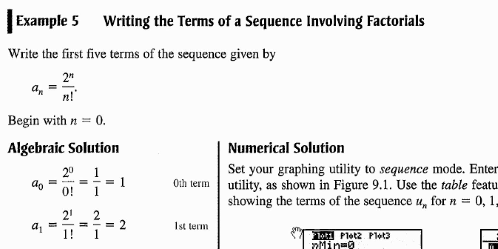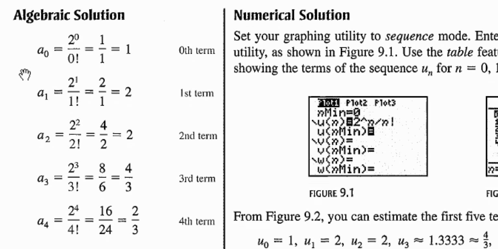Example 5, writing the terms of a sequence involving factorials. So if I have a sub n is 2 to the n over n factorial, let's begin with n equals 0. So a sub 0 is 2 to the 0 divided by 0 factorial. Well, 2 to the 0 is 1. And 0 factorial is 1. So 1 over 1 is 1, which means the first or the 0th term is 1. A sub 1 is 2 to the 1 over 1 factorial, which is 2 over 1, which is 2. So the first term is 2.